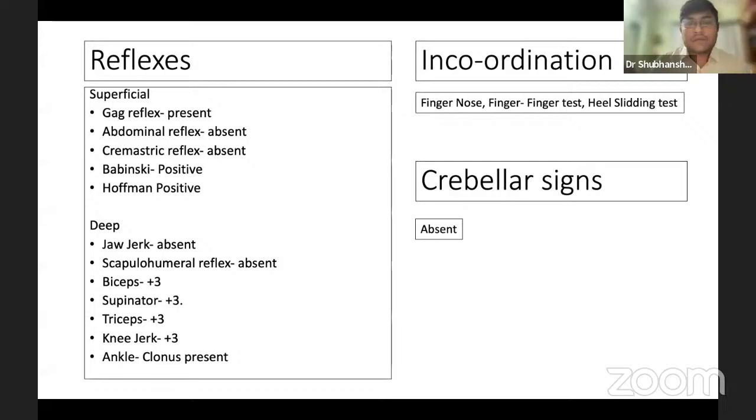So tell me, what is a normal Babinski reflex? So there is no normal Babinski. The Babinski can be either positive, or there is normal plantar or upward plantar. Good.